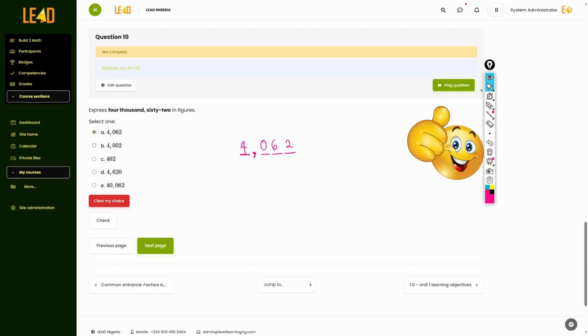B is 4,002, because 4 is before the comma. C is 462, because there is no thousand place value, right? It's just 462. D is 4,620. 4,000 and then 620. E is 40,062. So the correct option for this is A, as presented here.